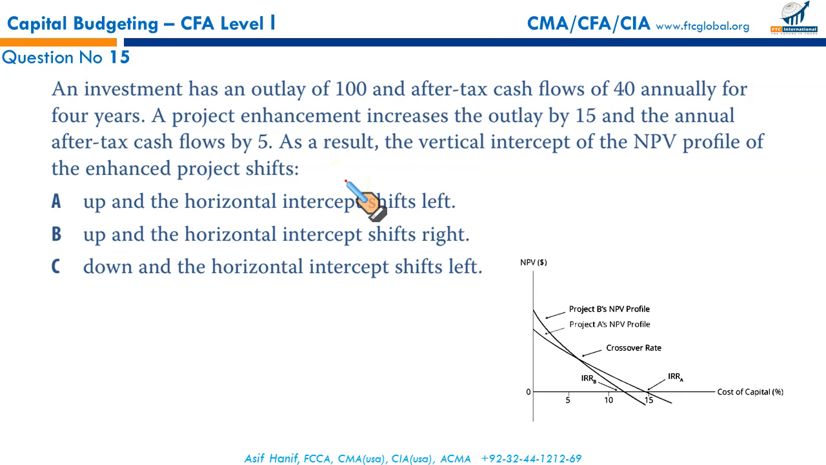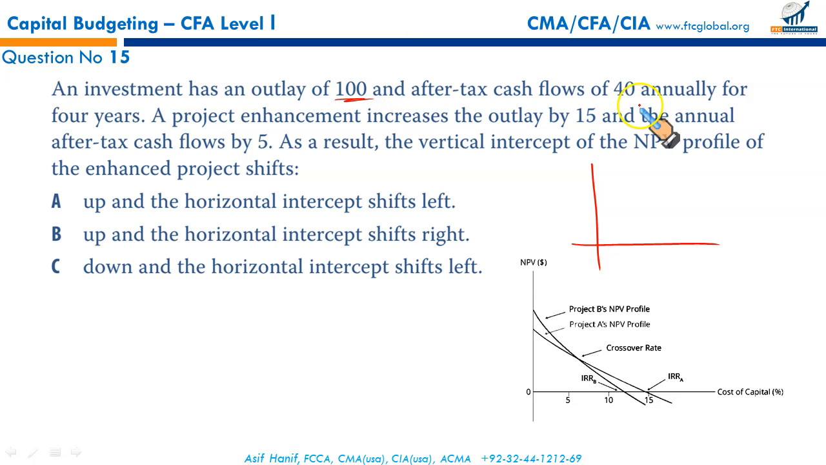Now this is an interesting one, a very good question. An investment has an outlay of 100 and after-tax cash flows of 40 annually for 4 years. A project enhancement increases the outlay by 15 and the annual after-tax cash flows by 5. As a result, the vertical intercept of the NPV profile of the enhanced project shifts where? I think we should have drawn our own rather than using this one. So this is the arrangement, gentlemen.